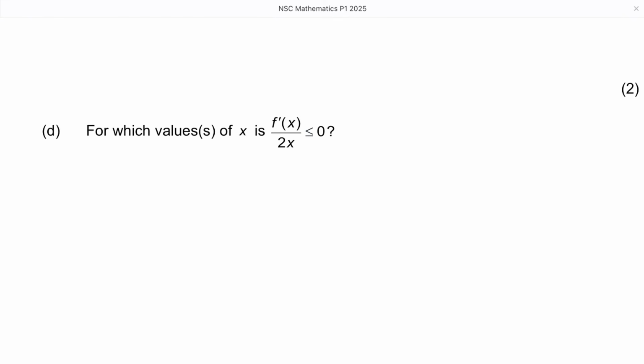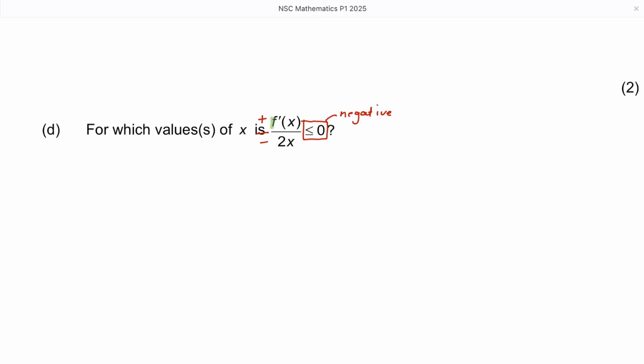And then the last question, for which value or values of x is the first derivative divided by 2x smaller or equal to 0? Now, for me to solve this, I know that smaller or equal to 0 means a negative answer. And then I ask myself, what divided by what would give me negative? So a positive value divided by a negative value would give me a negative, and it could be swapped around. So I'm looking for places where the one part is positive or above the x-axis, and where one part is negative or below the x-axis.